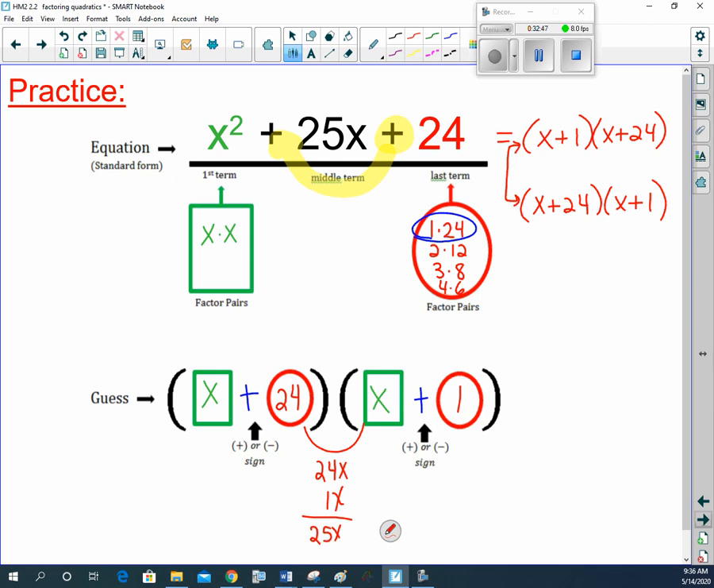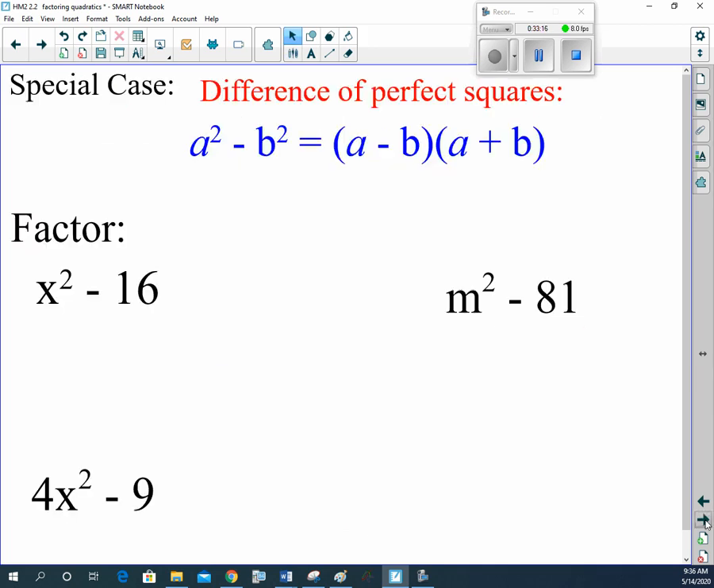Remember, multiplication is commutative. 2 times 3 is the same thing as 3 times 2. So the parentheses can be in a different order. What's inside the parentheses can't be different, but the parentheses can be in a different order. But if one parenthesis has an x plus 1, it has to be x plus 1 if you're writing it a different way. And the x plus 24 has to be in the other set of parentheses. So order doesn't matter, it's what's inside, okay?